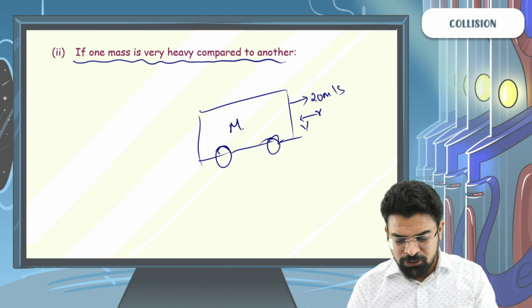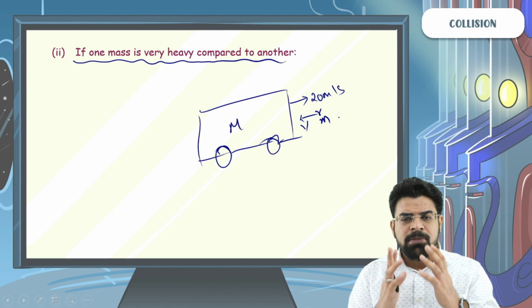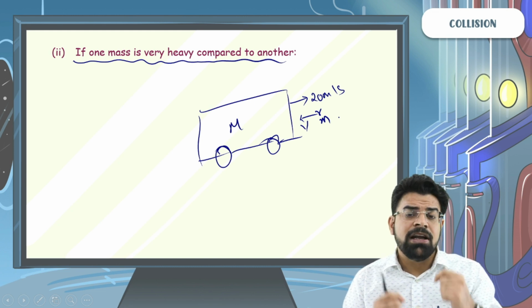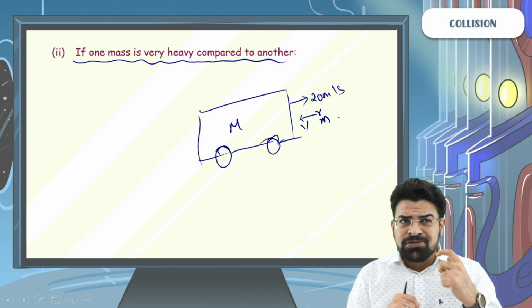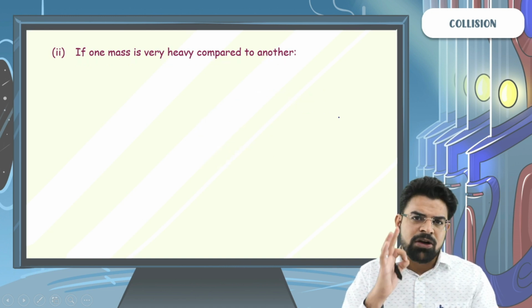Because, sir, the mass of the bus is way bigger than the mass of the bug. Since the mass of the bus is way higher, it has a way higher inertia. So that's why there won't be any appreciable change in the velocity of the bus. So the same concept we are going to apply here.